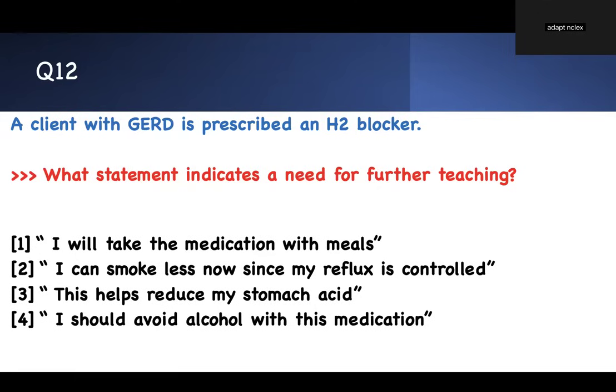I should avoid alcohol with this medication. Of course, no alcohol. It reduces acid. You should not smoke, and you take it with a meal or 30 minutes before a meal. So option 2 needs further teaching.